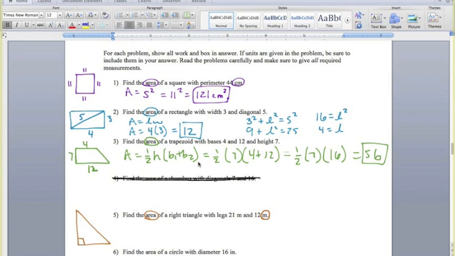A right triangle has 2 legs and it has a hypotenuse. The legs are not the hypotenuse. So it turns out they're the base and the height. We don't know which one is which, but it doesn't really matter. One of them is 12 and one of them is 21.